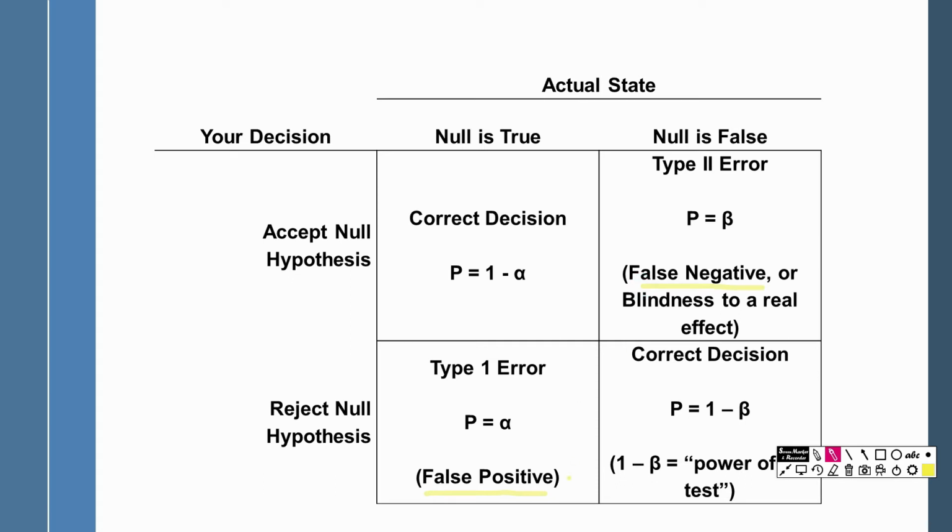A type 1 error is a type of false positive. That's thinking there's something there when there's not. A type 2 error is a false negative. That's blindness to a real effect. Both of those are very real problems.